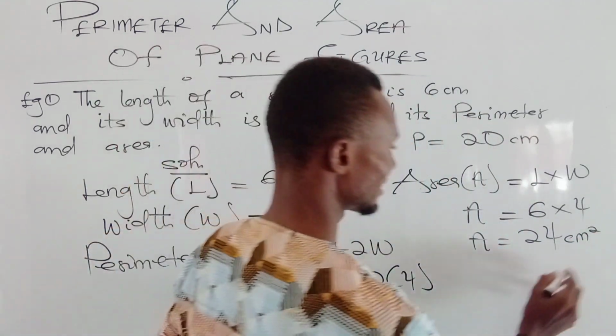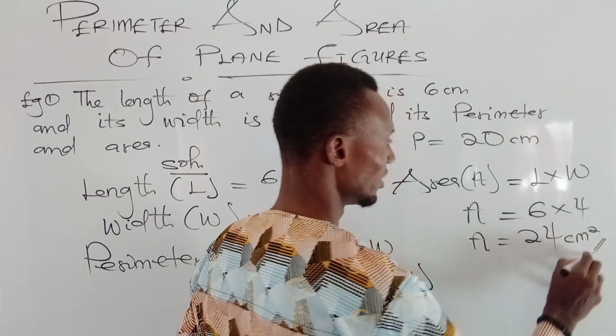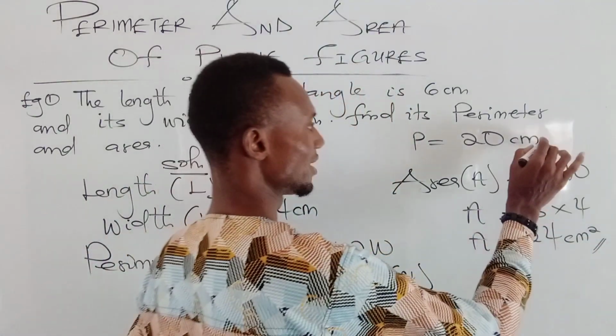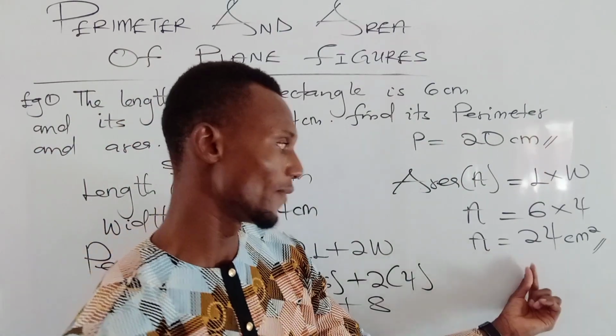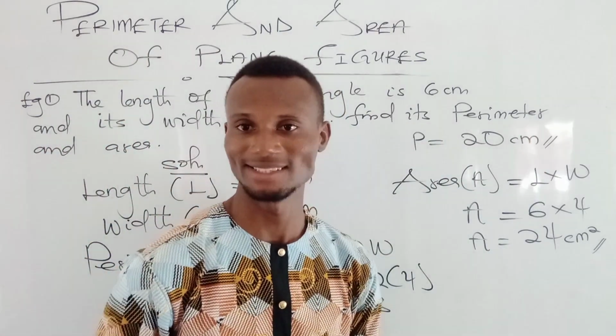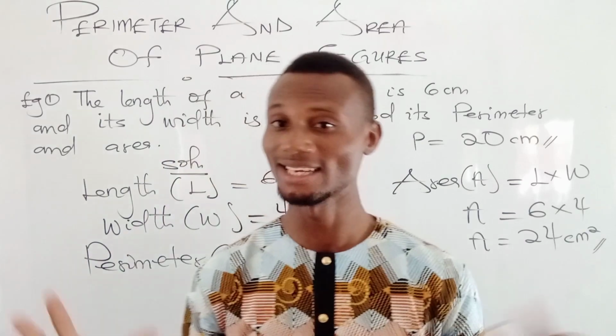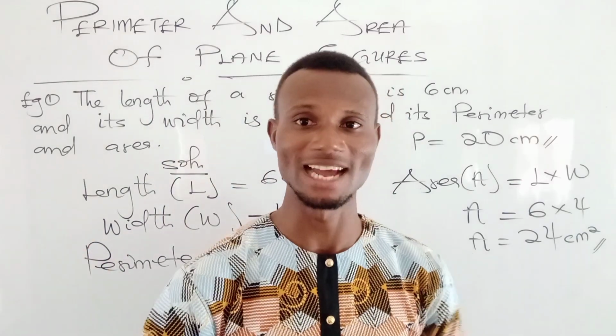So this is our final answer for the area, and also the perimeter. Our final answer is 20 centimeter for the perimeter, and the area is 24 centimeter square. So this is the solution to the question that I have on the board.